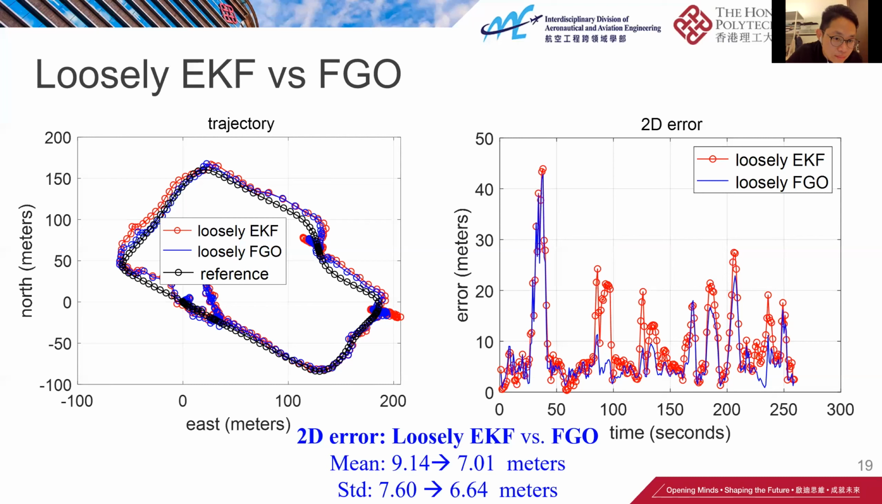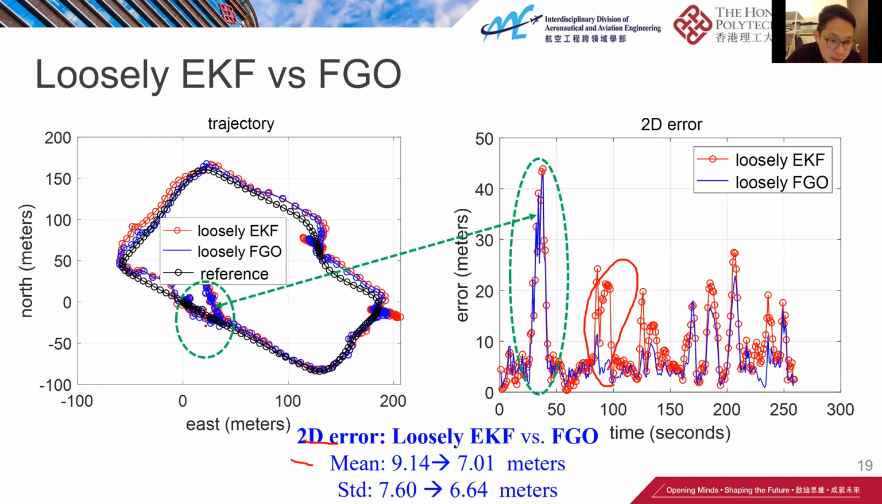You can see the result is quite similar, but somehow FGO outperforms EKF a little bit. If we look at the 2D error, it went from 9 meters to 7 meters, and the standard deviation is about the same. So you can see FGO improves a little bit, but not really a lot.